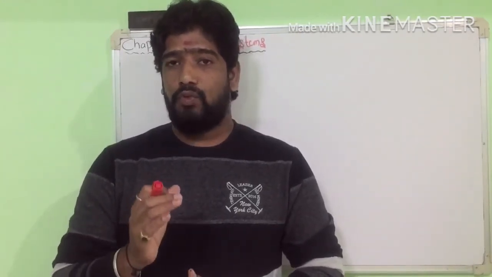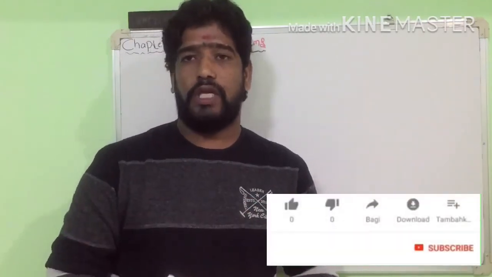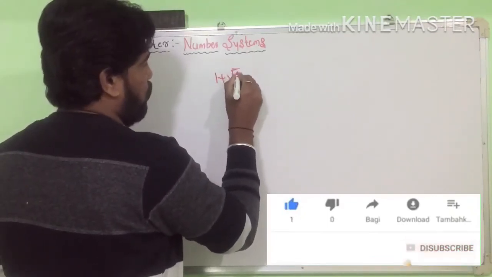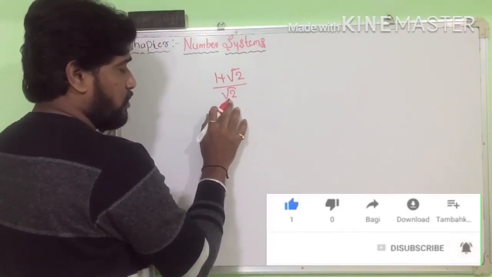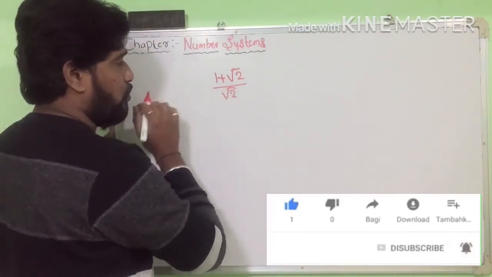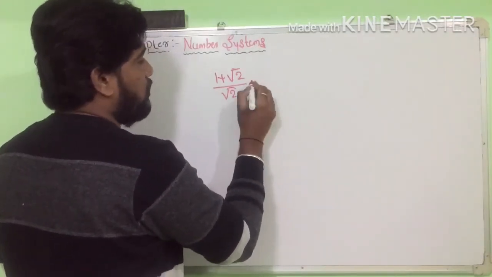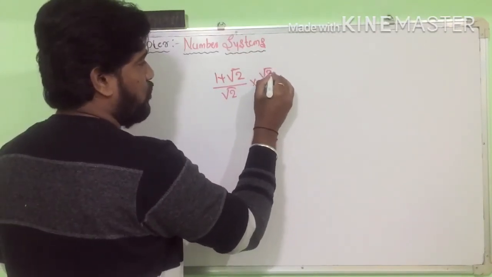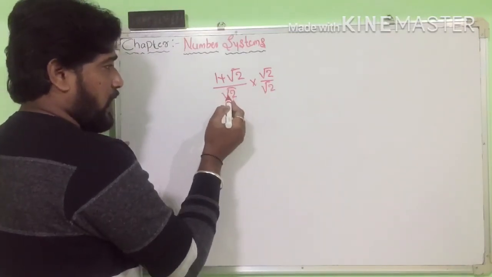Well, students, the next one is rationalizing. So what is rationalizing? Rationalizing means removing the square root in the denominator. So in the denominator, we have to remove the square root. For example, 1 plus root 2 divided by root 2. In the denominator we have a square root, right? So we have to remove this here. So I will multiply the numerator and denominator by root 2.